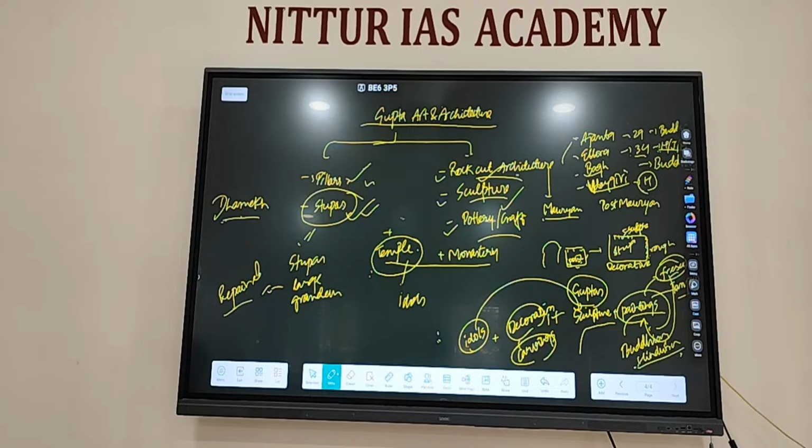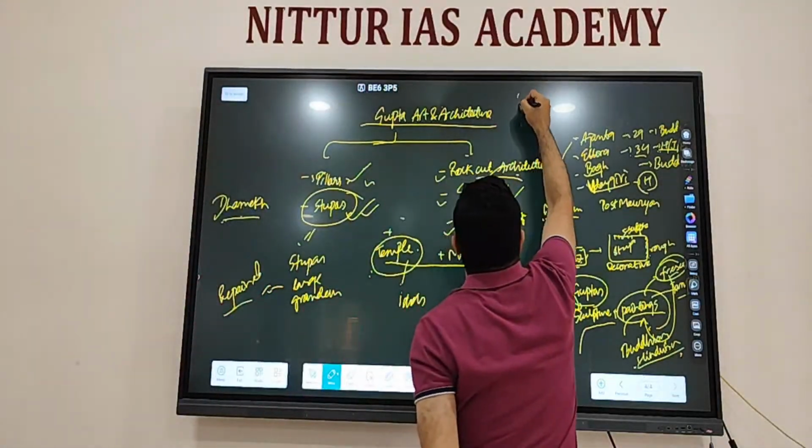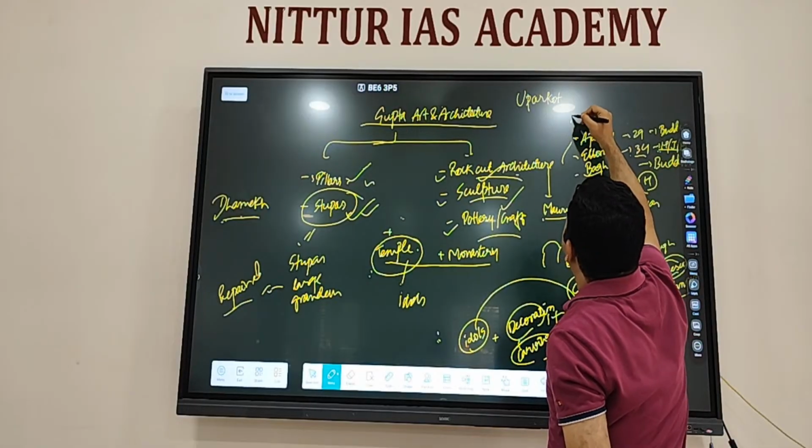Heading: Junagadh caves. The Junagadh caves lie in Gujarat, and they have important constructions which are called as Upper Court.